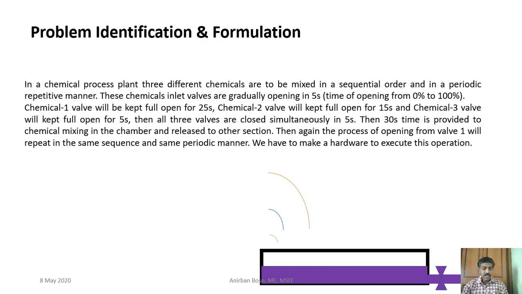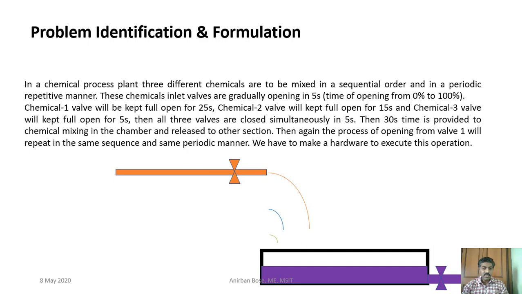These 3 chemicals' inlet valves are gradually opening in 5 seconds. Suppose according to the requirement the valves are opening in 5 seconds. That means from fully closed to fully open it requires 5 seconds. Chemical 1 valve will be kept fully open for 25 seconds. Maybe chemical 2 valve will be kept open for 15 seconds, and chemical 3 valve will be kept open for 5 seconds.